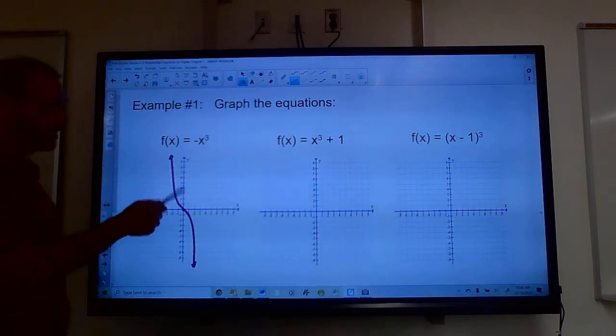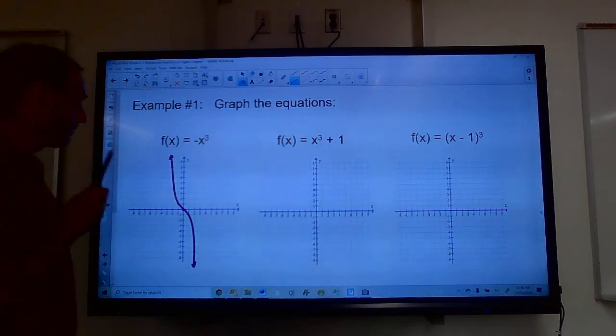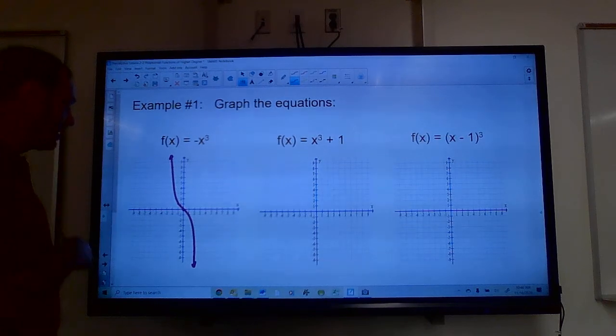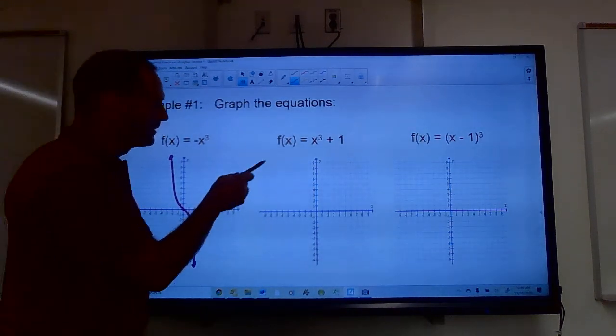Okay, that is also an odd function. If I rotate it around the origin, I get the same equation. The domain is all real numbers. The range is all real numbers. Okay, what about this one?